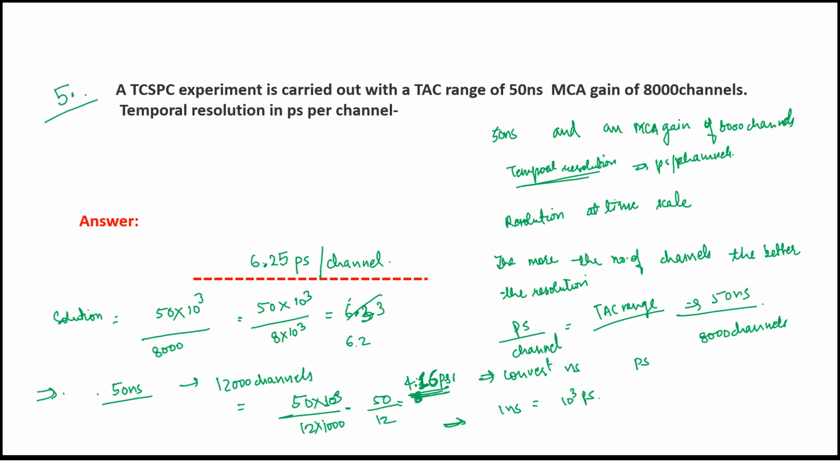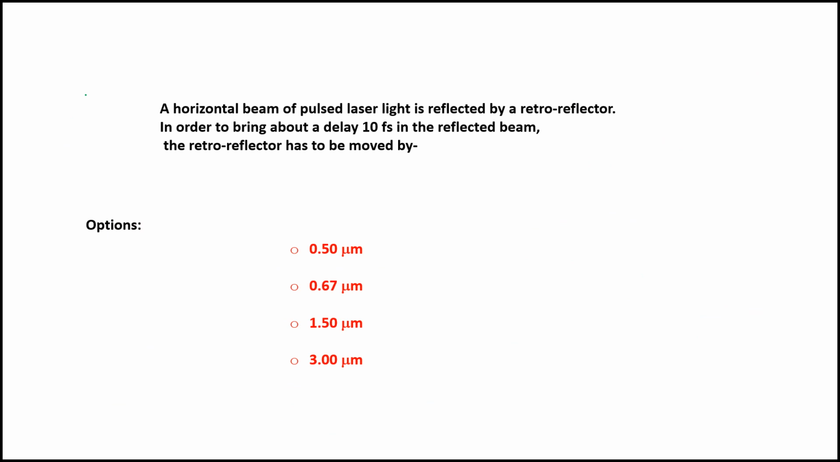Okay. Now we'll go on to the next question. The next question is, a horizontal beam of pulsed laser light is reflected by a retroreflector. In order to bring about a delay of 10 femtoseconds in the reflected beam, the retroreflector has to be moved by.